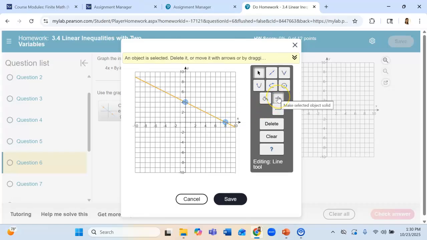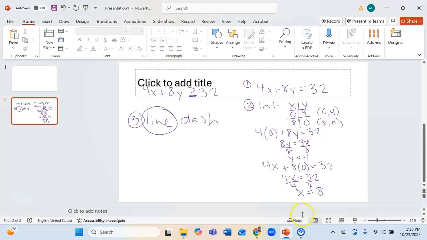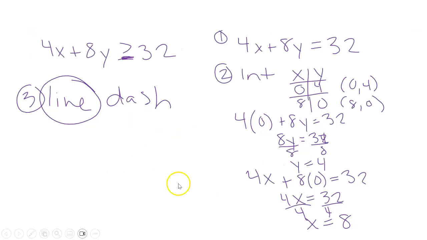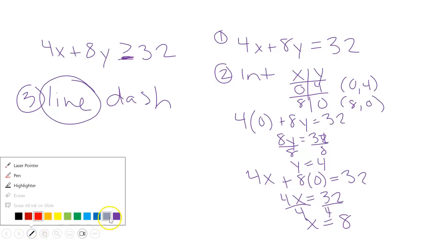And then right here, do you see where it says a line or a dash? So if our inequality did not have a line underneath and it was just a regular greater than or less than, then we would have chosen the dash. But ours is with a line underneath, so I'm going to choose that. And so now that we have our line, let's use our test point.